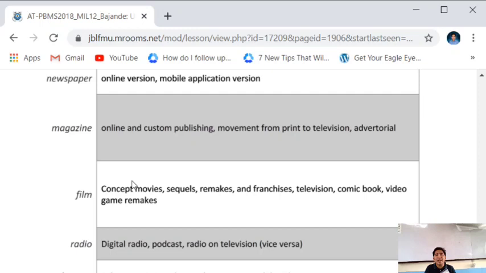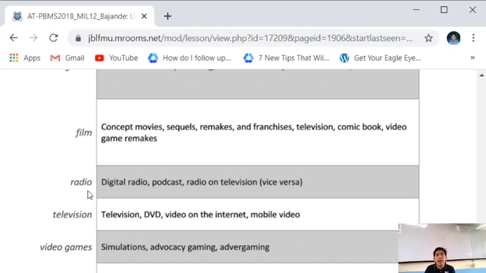Right? Next, magazine. So, magazine sa una, ano gidya? Kung formia class, ano gid? What we call it, physical gid. However, because of convergence, meron na sa mga online na mga na-publish and everything, movement from print to television. Okay? Sa film naman, sa una sa film, makadto ka gidya class, right?